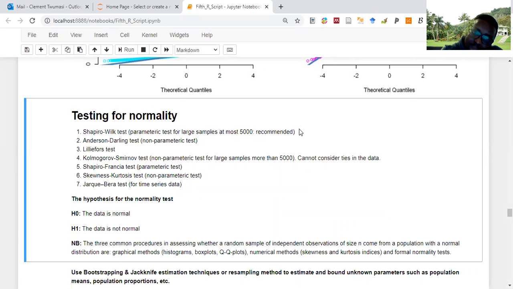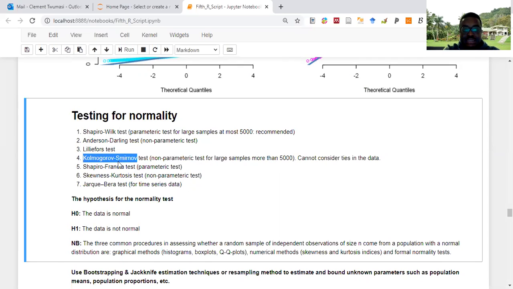But that is the recommended test for any normality test. The next one is called Anderson-Darling, and technically, the Anderson-Darling is the second best statistical test for normality that you can always go for. We also have the Lilliefors test, and the Kolmogorov-Smirnov test. The KS test is also very useful, but keep in mind it's a non-parametric test anyway. Non-parametric tests are useful when your sample size is more than 5,000.